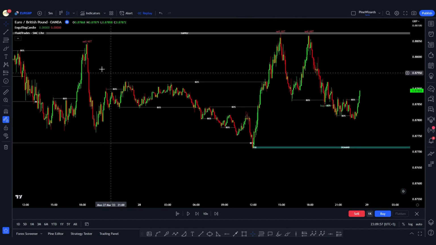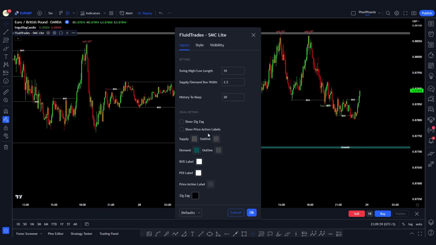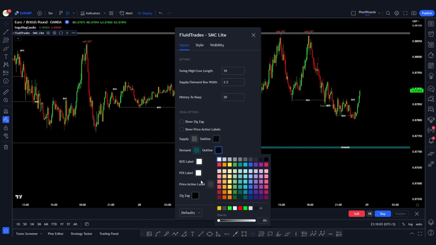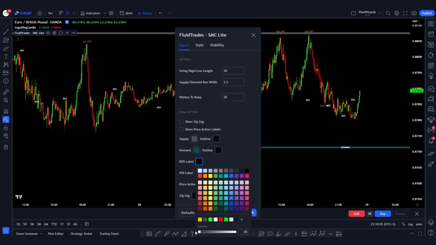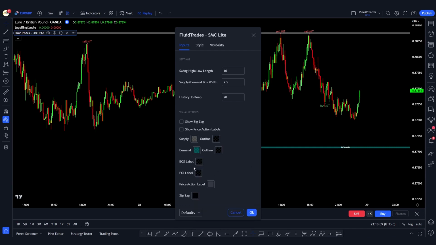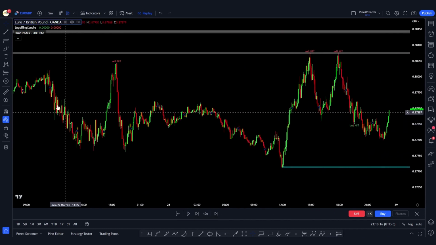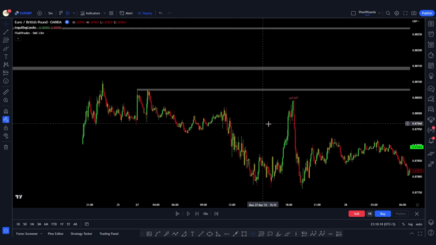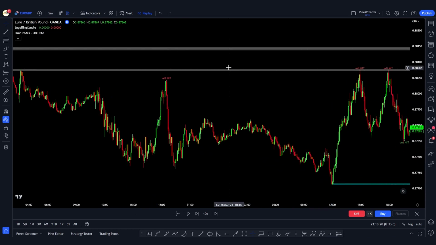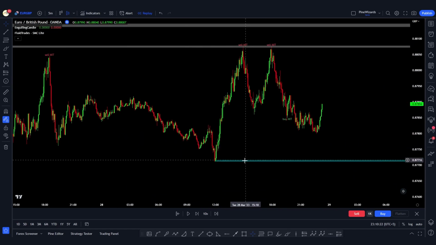So we're going to go towards the indicator settings, and here we want to turn off these outlines and decrease the opacity to 0. Also, we want to decrease the opacity of this break of structure and this one as well to 0, so that we will no longer be able to see it on the chart. Now this indicator is showing us all the supply and demand zones on the chart. The supply zones are represented by this gray rectangle and the demand zones are represented by this blue rectangle.